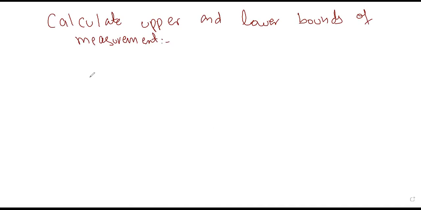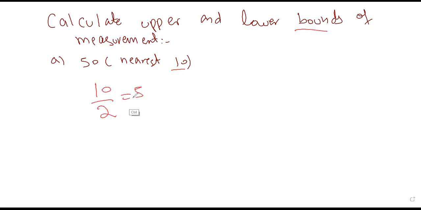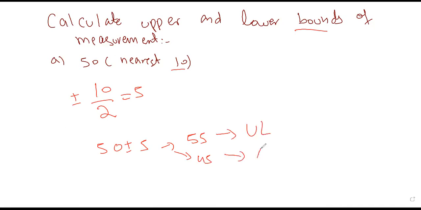For example, A is 50, nearest 10. Obviously, again, we have been told nearest 10, the concept is the same, only this word is different. 10 by 2 is going to give us plus minus 5. 50 plus minus 5 will give us 55 and 45. Okay. So again, this is the upper limit and this is the lower limit.